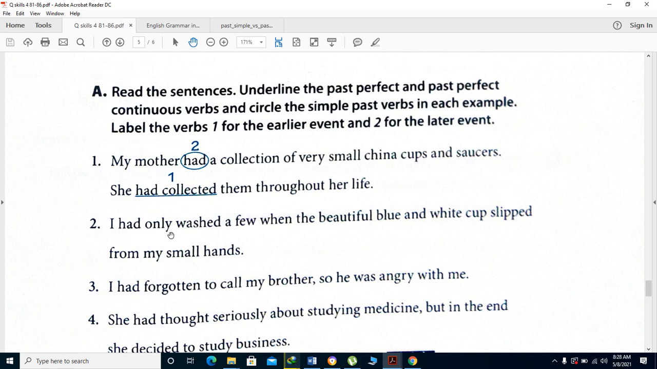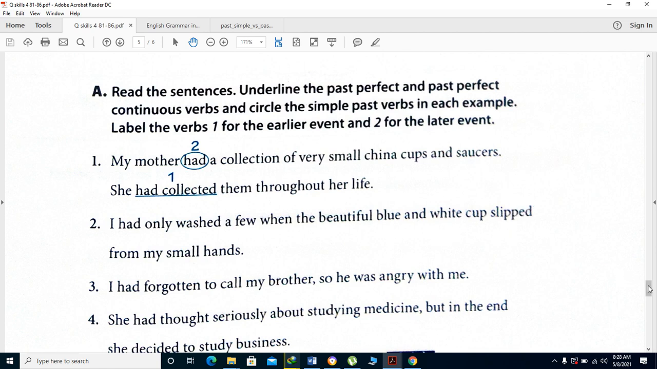Let's do the second one. I had only washed a few when the beautiful blue and white cup slipped from my small hands. So two actions happened. She washed a few of them and the cup slipped from her small hands. So here we see had, and now here we see the third form of the verb, washed. Wash is the first form of the verb and washed is the third form of the verb. So this is our past perfect tense. We have to underline it, and this slipped is our past simple tense, so you have to circle it.